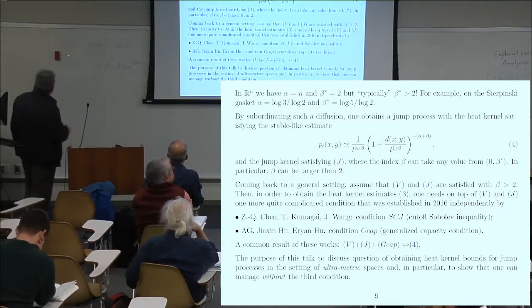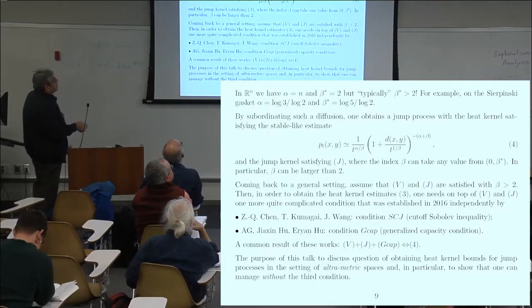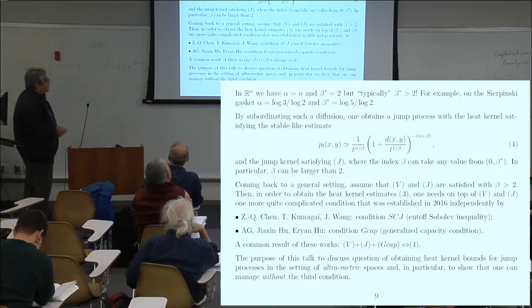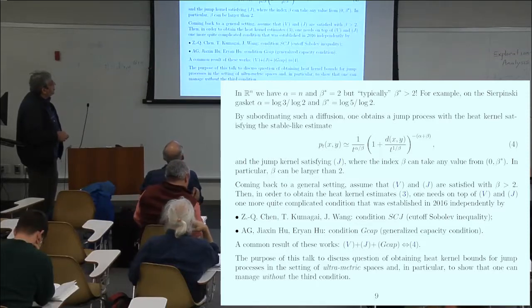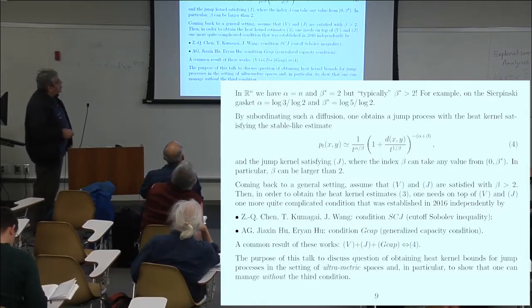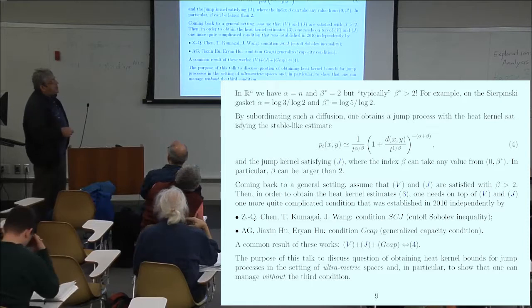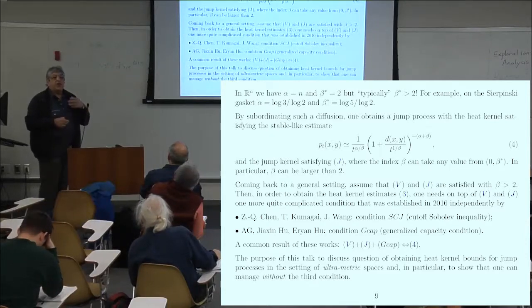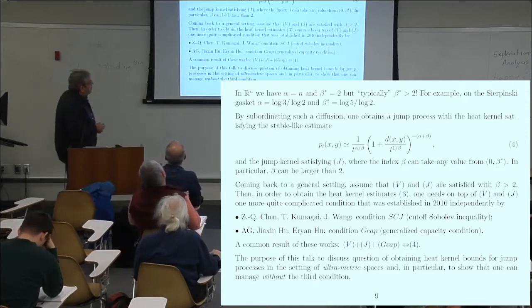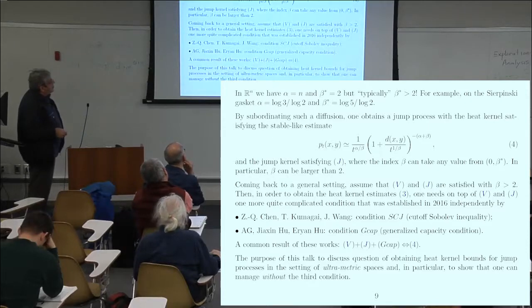So it turns out that these 2 alone are not enough yet to get this heat kernel bound. One needs one more condition. I don't state it here because it's not really important for what follows, but nevertheless, one needs the 3rd condition, which was established quite recently independently in these 2 preprints by Chen, Kumagai and Wang, and myself, Jiaxin Hu and Alexander Grigor'yan. We call it condition G-cap, generalized capacity condition, and Chen, Kumagai and Wang call this cutoff Sobolev inequality for jump kernel. In all cases, this is a condition which ensures that there exists a certain test function with controlled energy, more or less, right? But how it looks technically doesn't matter here. So the common result is that these 3 conditions together are equivalent to the heat kernel bound like that.